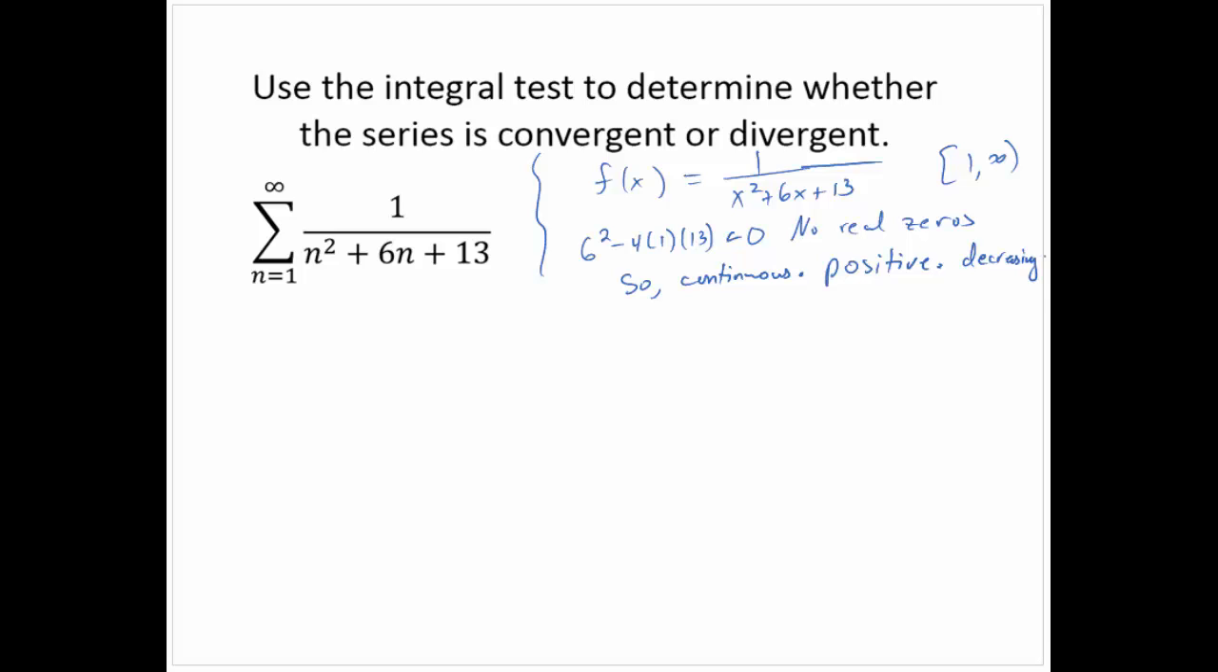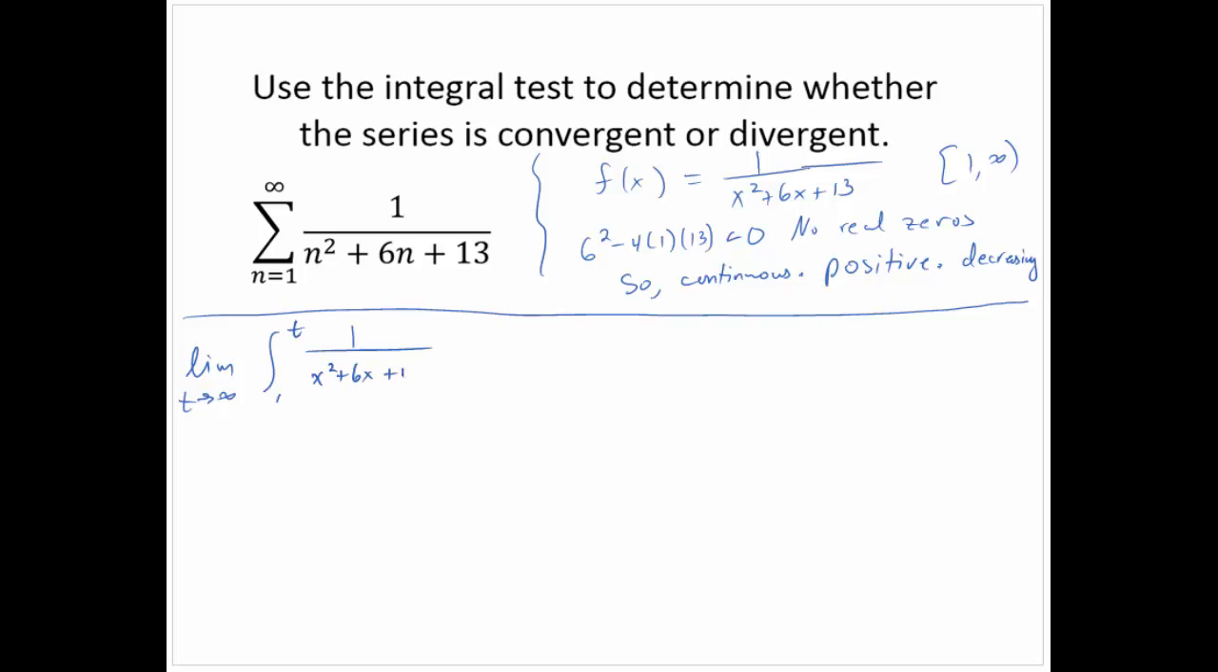All right, so we've met all the necessary requirements to use the integral test. So let's apply the integral test. So I need to integrate from 1 to t, and again I'll just go straight to the limit form. So limit as t approaches infinity, integral from 1 to t of 1 over x squared plus 6x plus 13.